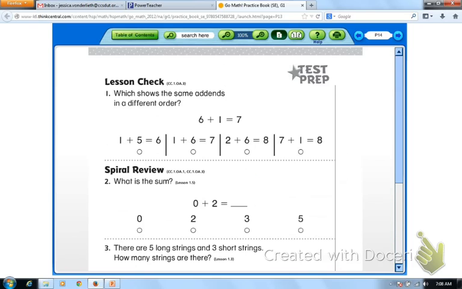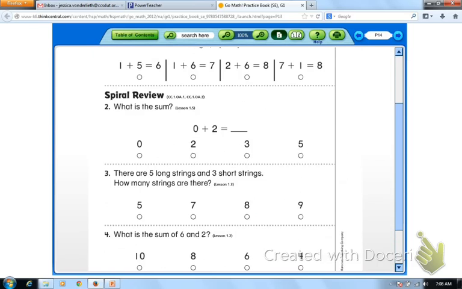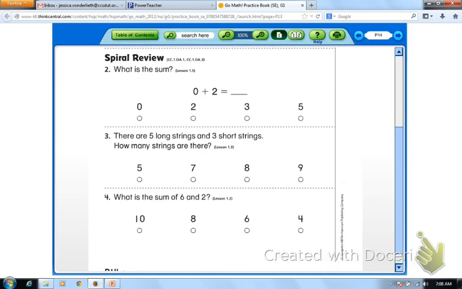And then the spiral review at the bottom has a review from lesson 5, and the one from lesson 3, number 3. That one is a story problem. We do lots of story problems in class, and I usually have them circle the numbers or the parts that they know, and then we underline our question. By circling the parts, they can use those parts to write their addition sentence to help them find their answer.